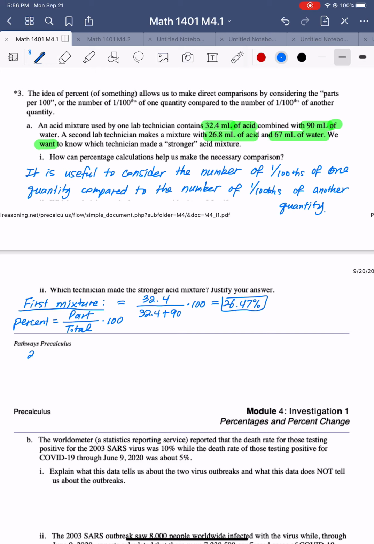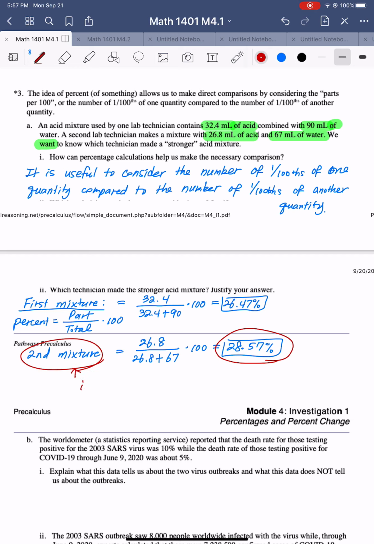And then the second mixture, to come out as higher or lower, and then we can see which one is stronger. The second mixture has 26.8 of the acid combined with the water, which is 67. When you use a calculator, I get 28.57%. As you notice, 28.57% is more than 26.47. So we would say the second mixture is stronger.